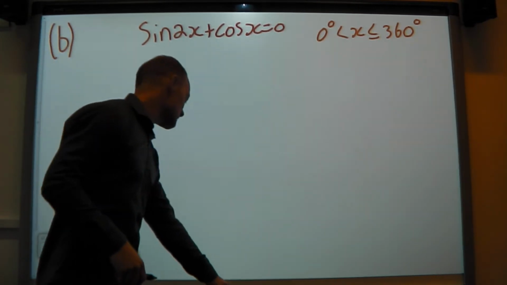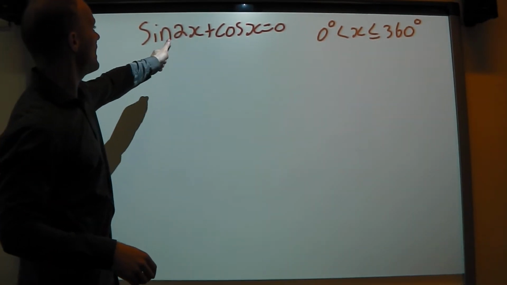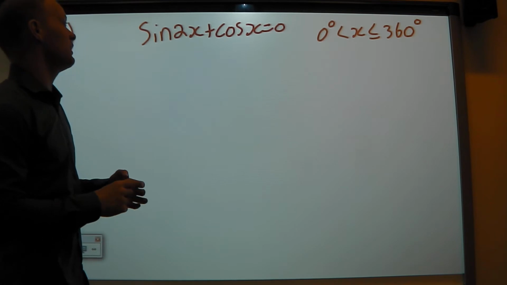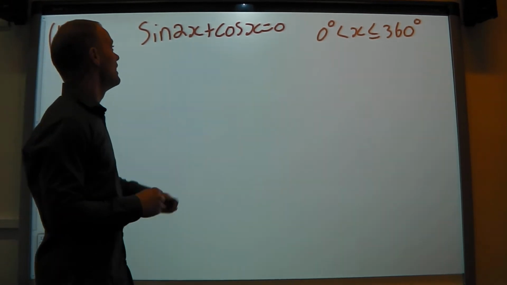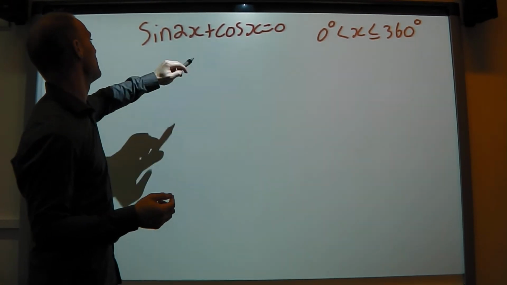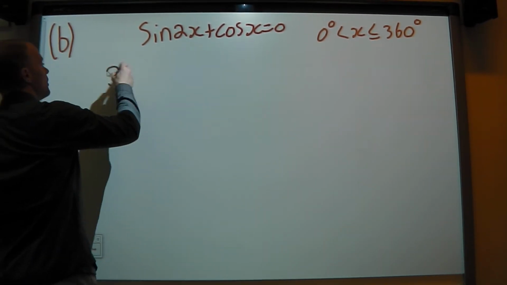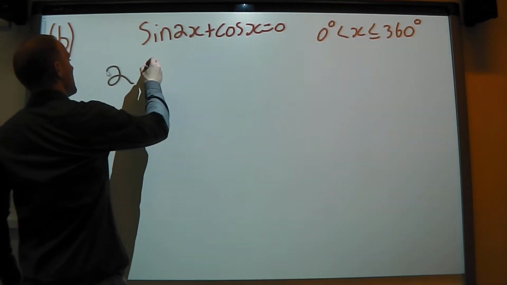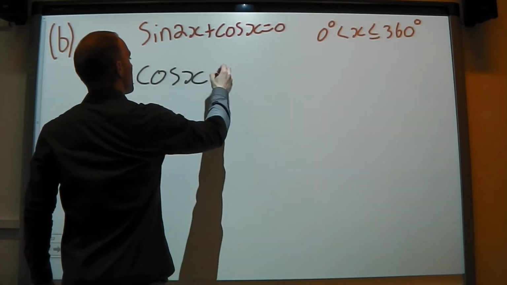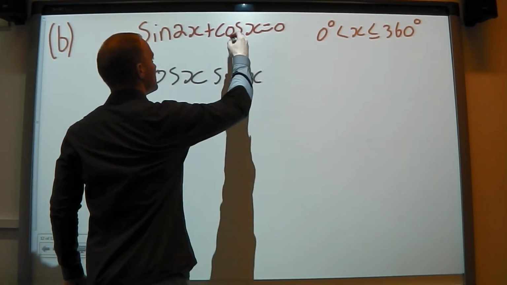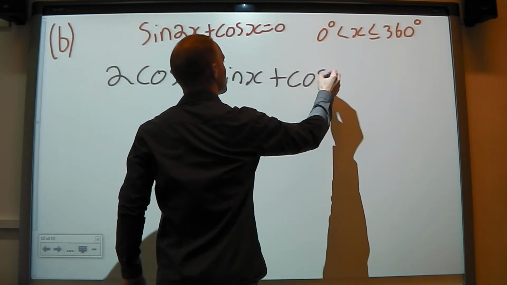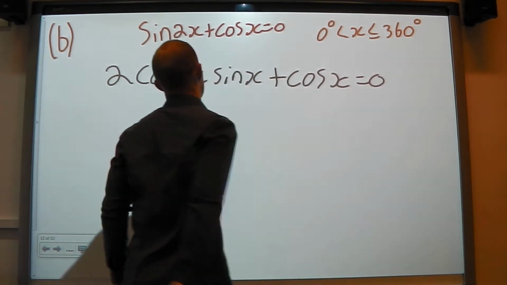So on to the next part here then. We have sine 2x plus cos x is equal to 0. What you want to do here is factorise it. And the best way to do that, well probably the only way, is to change your double angle into a single angle. That's really the first step for most of this. So that's 2 cos x sine x is equal to the term on the left, and then you have the plus cos x is equal to 0.